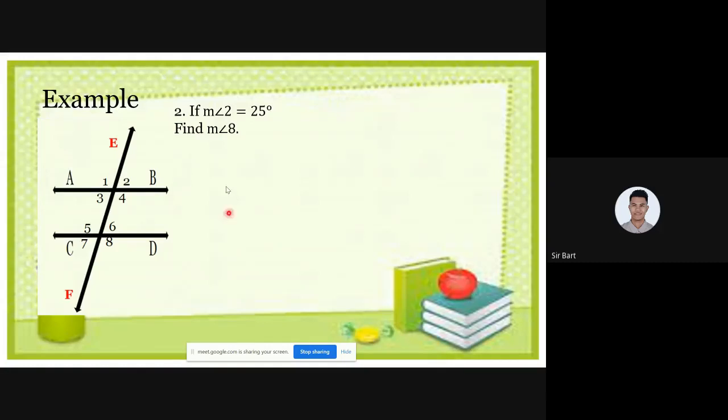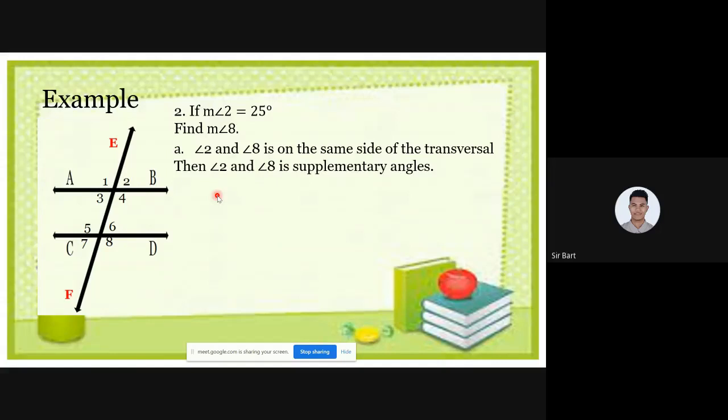Next example, if the measure of angle 2 is equal to 25 degrees, find the measure of angle 8. So this is our angle 2 and this is angle 8. And they are on the same side of the transversal, therefore they are supplementary. The measure of angle 2 plus the measure of angle 8 is equal to 180 degrees.